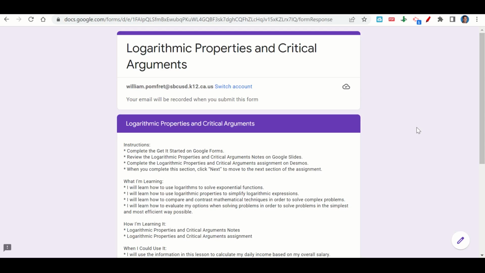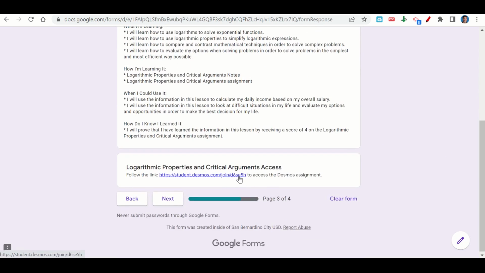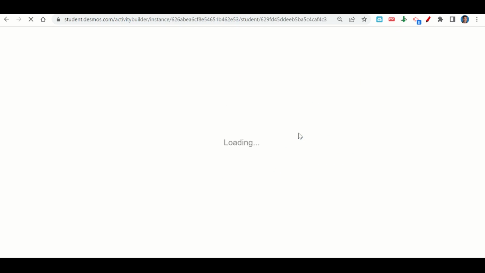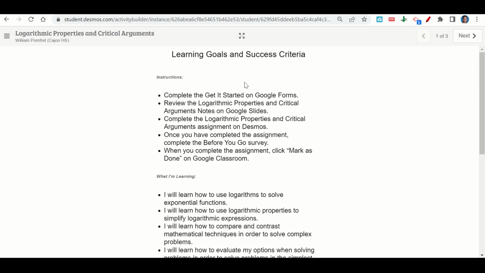Let's take a look now at the logarithmic properties and critical arguments assignment. Our assignment begins with our learning goals and success criteria. If we scroll down, there's a link here to the Desmos activity. Go ahead and click on that link, and it takes us to a page that looks like this. We'll go ahead and click start the activity. Our activity begins with the learning goals and success criteria.